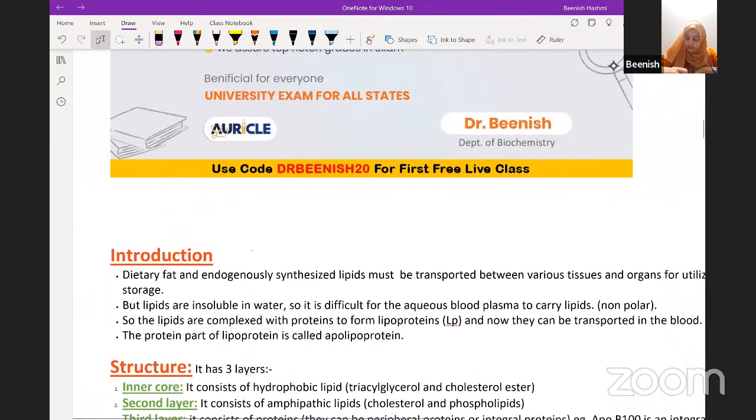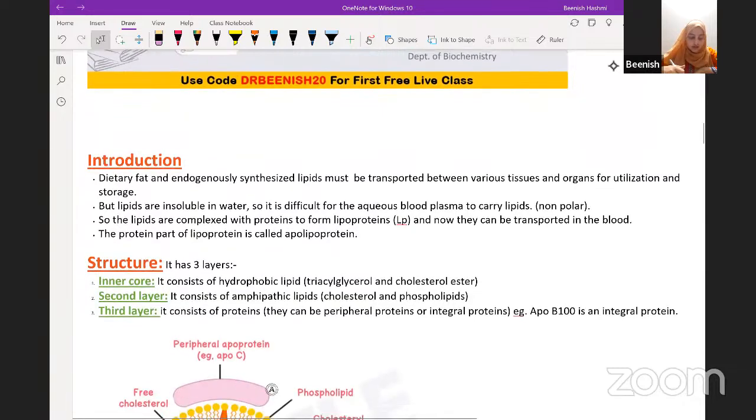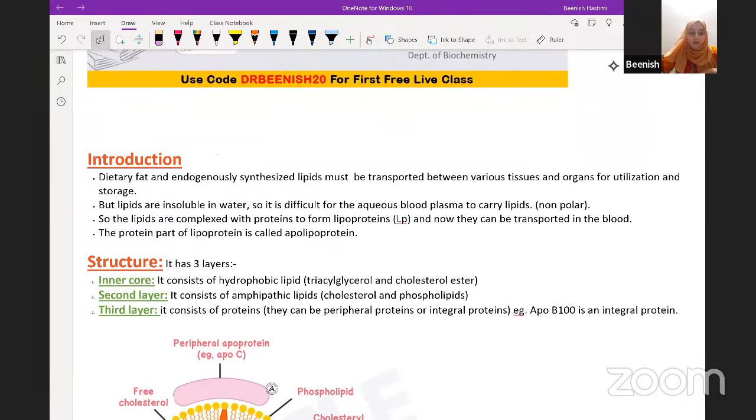Okay, so without wasting much time, let's start today's class, that is chylomicron and its metabolism. Lipoproteins, actually not just chylomicron, but all the lipoproteins and their metabolism. Beginning with a brief introduction, the dietary fat and endogenously synthesized lipids must be transported between various tissues and organs for their utilization and storage.